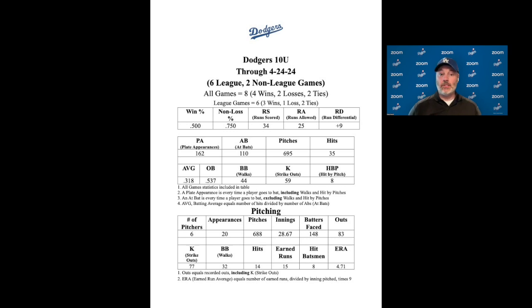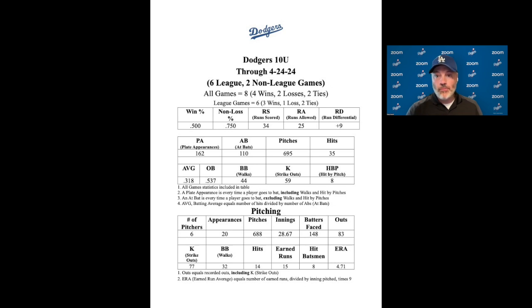So what that translates to is almost 54% of the time that we go up to bat, we are getting on base in some capacity, either through a hit, a walk, or getting hit by the pitch. That's really, really good for us. And both that average and on base percentage went up since our first summary of these statistics. So that's really, really fun to see as well.